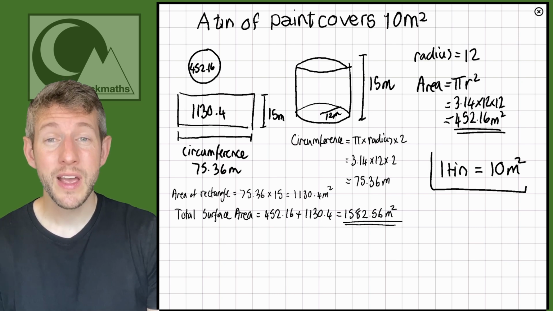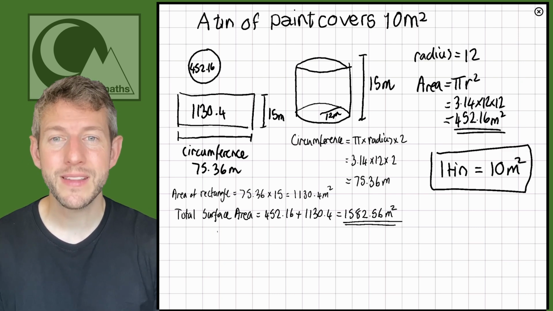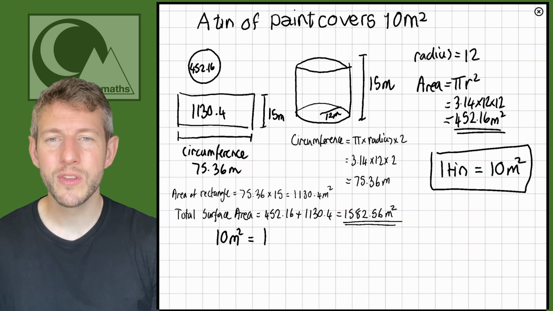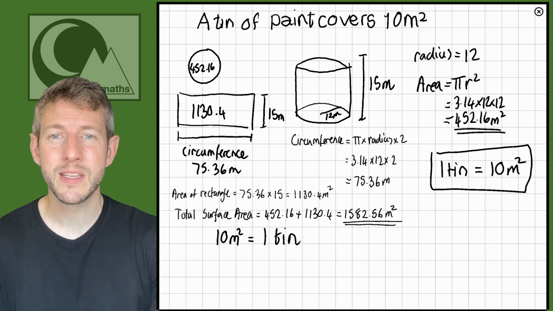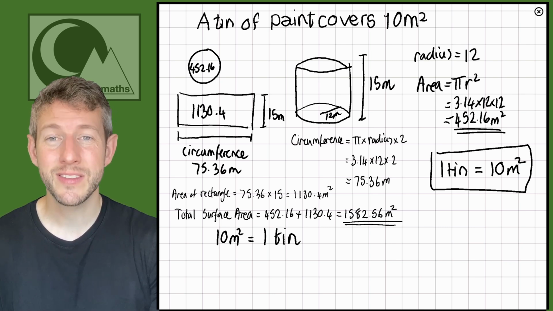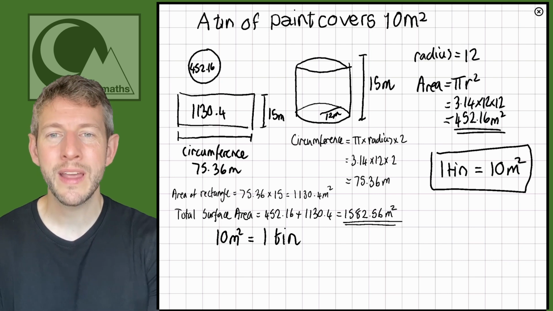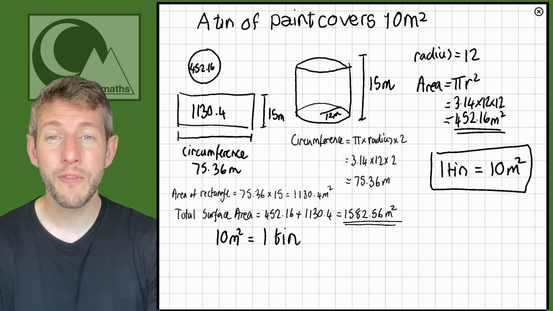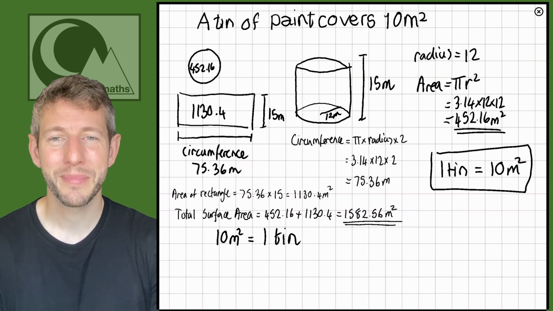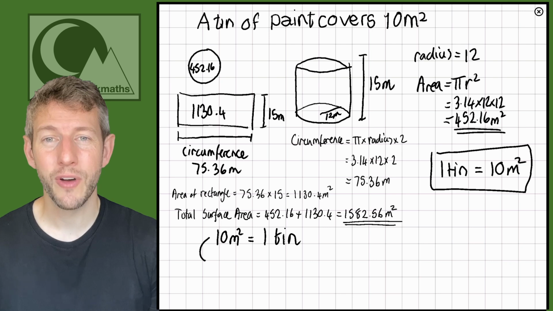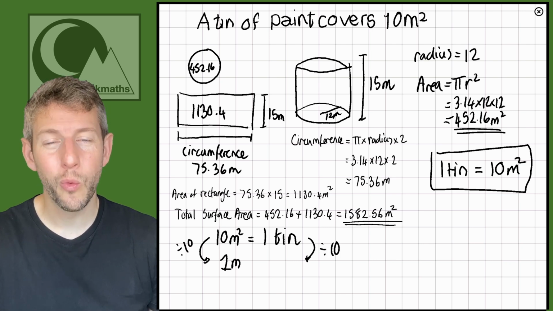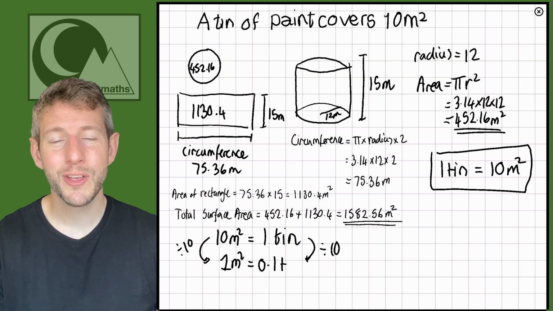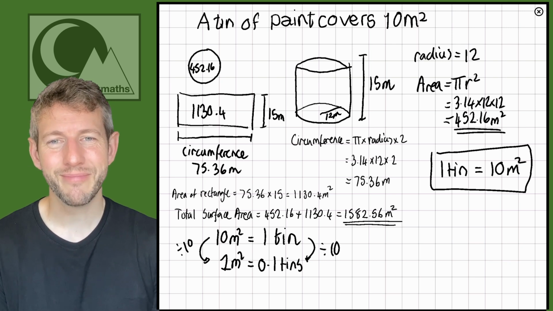So what I'm going to do is I'm actually going to write this down with the metres squared on the left, because we want to go from metres to metres. We know how many metres squared one tin covers, but we know we have a set amount of metres squared that we need. So if I write here 10 metres squared equals 1 tin. Now what I can do is I can divide both sides by 10 to go down to 1. So we know that 1 metre squared requires 0.1 tins of paint.